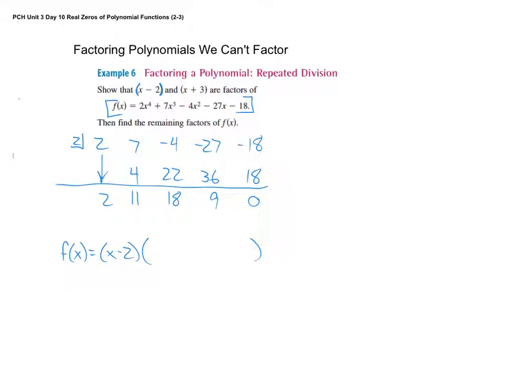And why is it significant that we get 0 here? Because it means that x minus 2 is a factor. It should factor out evenly. That's what it means to be a factor. Okay? So now, I know that I could rewrite f of x as x minus 2 times 2x cubed plus 11x squared plus 18x plus 9.